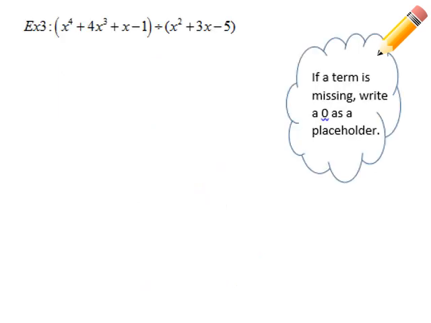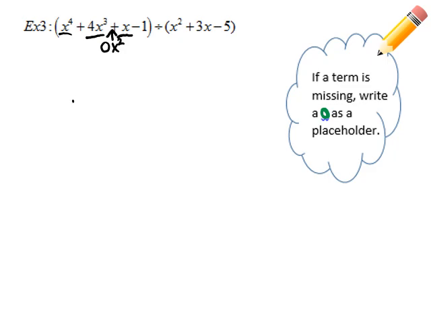Let's take a look at example 3. Make note, if a term is missing, we want to write 0 as a placeholder. So right away I notice I've got x to the 4th, x cubed, and then an x. I'm missing an x squared, so I want to fill that in as a placeholder.